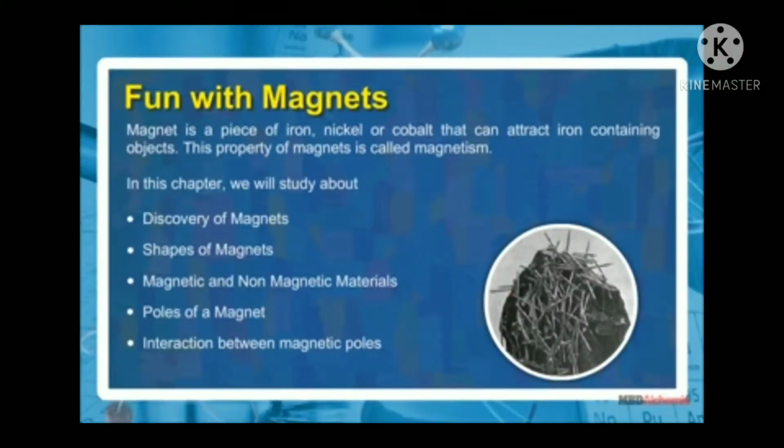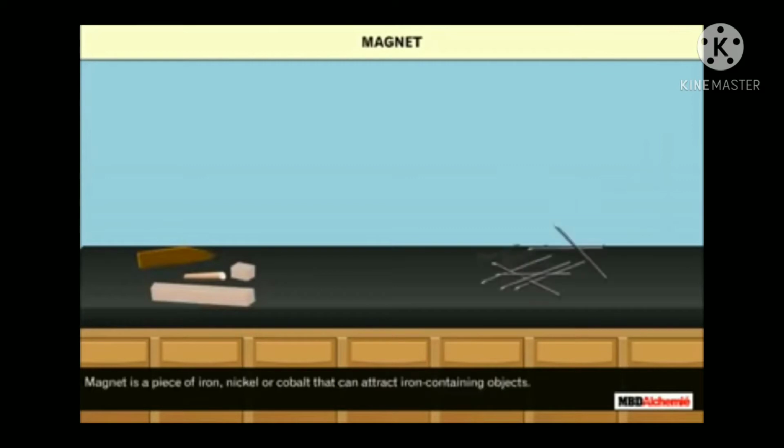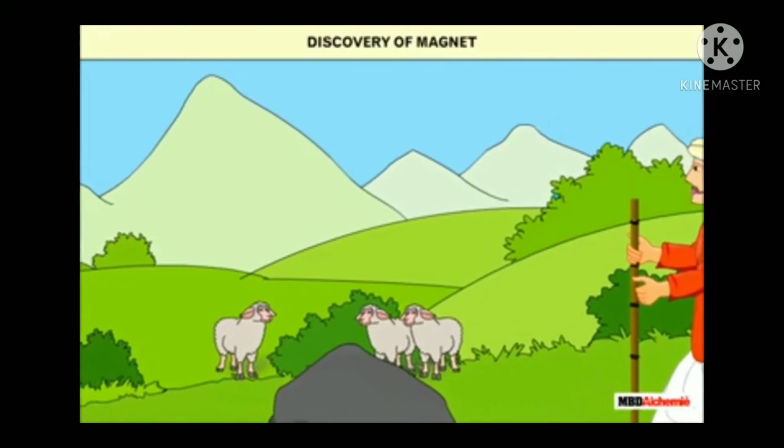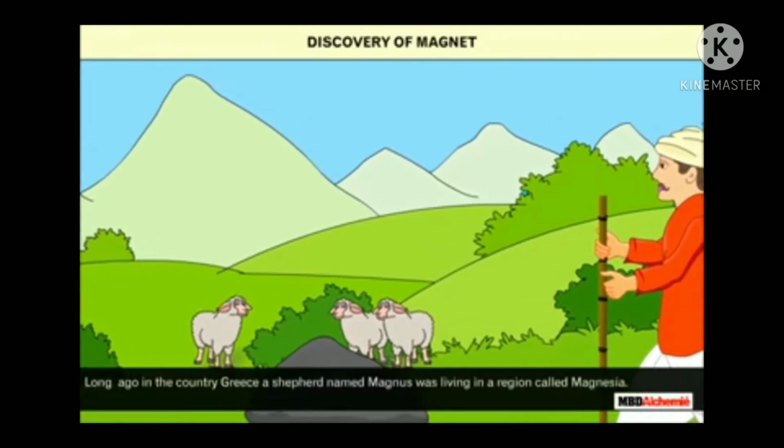Today we will discuss chapter 1, Magnets. In this chapter we will study the discovery of magnets, shapes of magnets, magnetic and non-magnetic materials, poles of a magnet, and properties of a magnet. A magnet is a piece of iron, nickel or cobalt that can attract iron-containing objects, and this property of magnets is called magnetism. Now, how were magnets discovered?